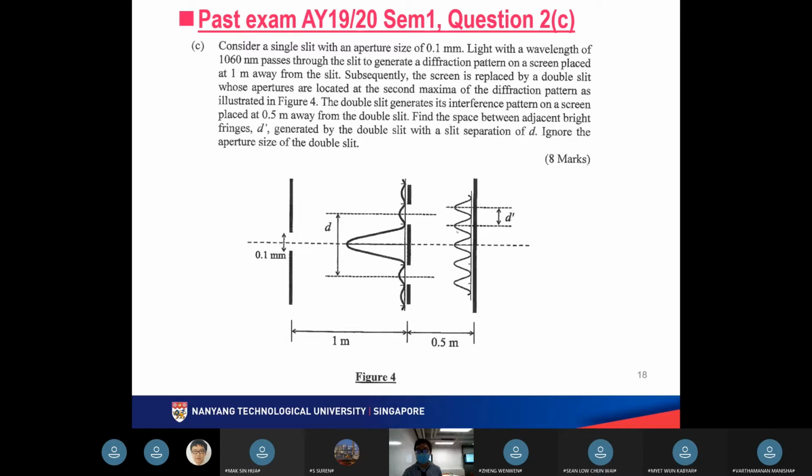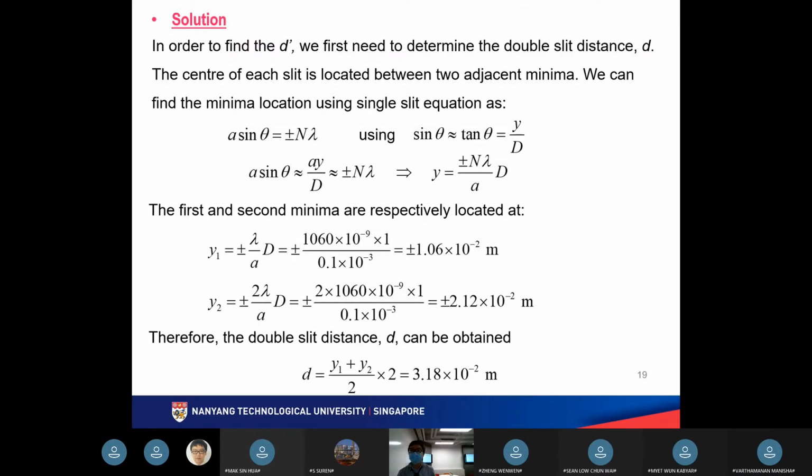How we should calculate this D is by using diffraction. For single slit diffraction, the first important thing we should do is write down this formula: A sin theta equal to an integer times lambda. Once you write this down, you will already be awarded the mark. Then we use the small angle approximation, replace sin theta by tan theta, which is y divided by d, so that you get A times y divided by d equal to an integer times lambda.